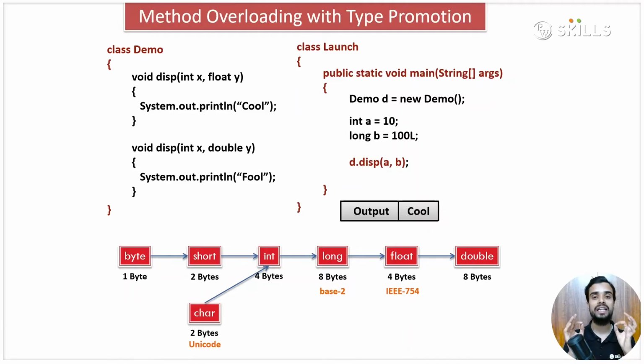It is exactly the same thing that is happening here. Exact match is not found. Look for the closest match. How to find which is the closest match? Implicit typecasting is the way to go.